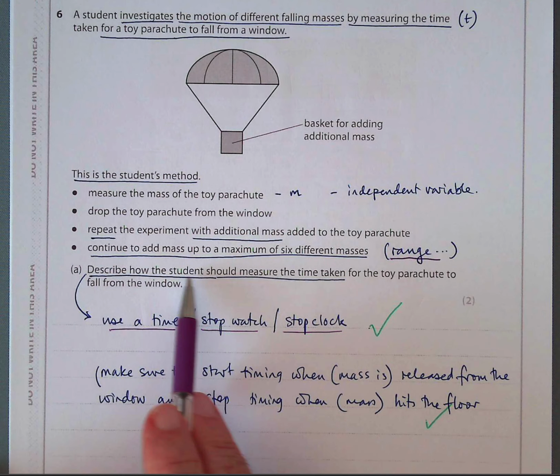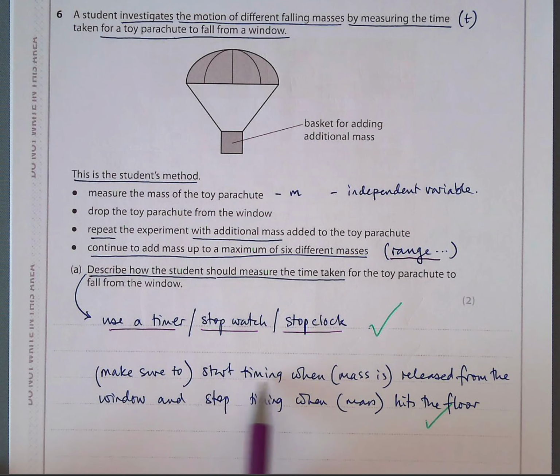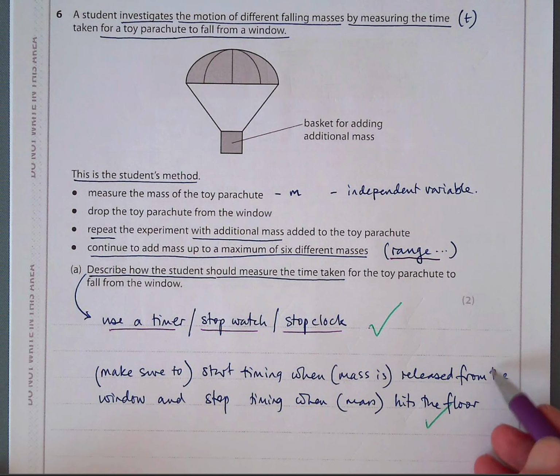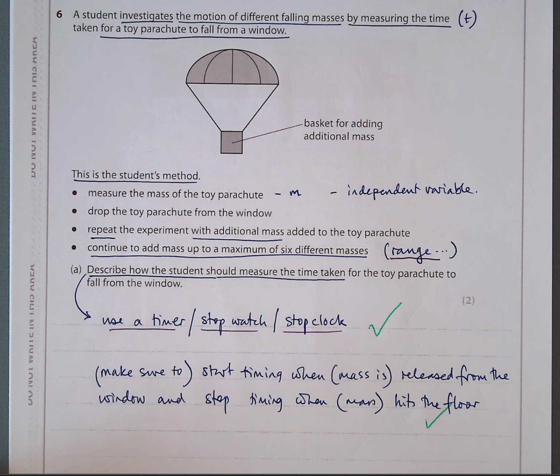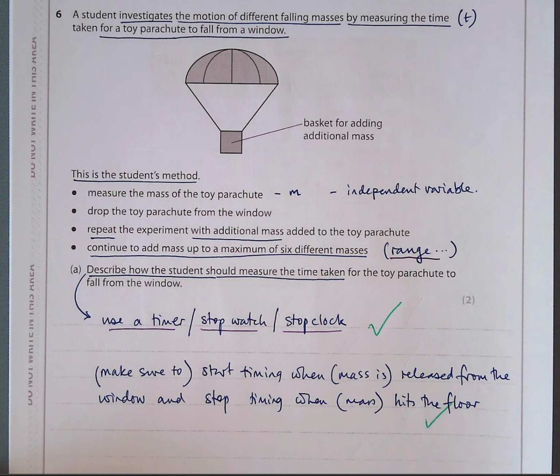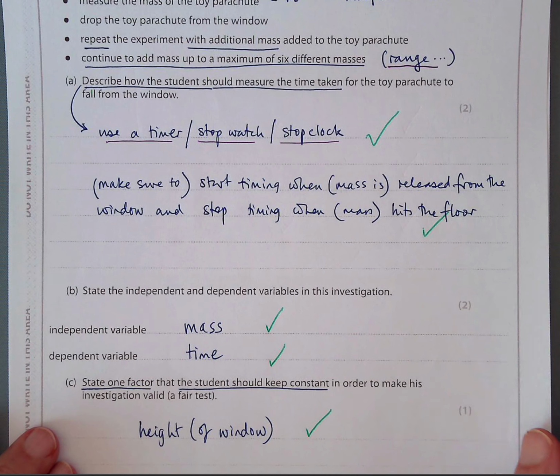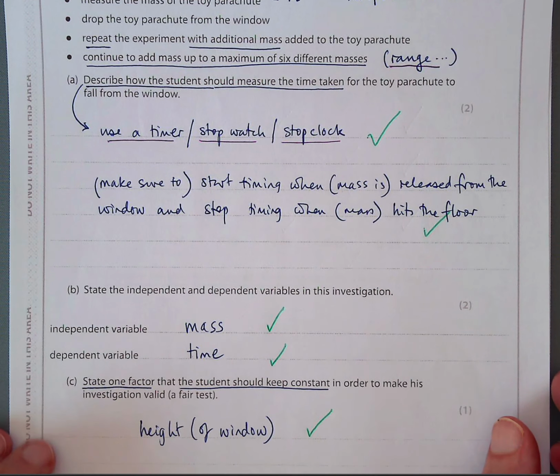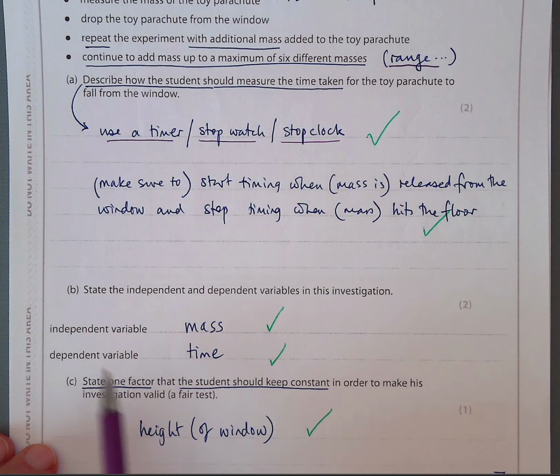Obviously you want it to be measuring accurately, so make sure to start timing when the mass is released from the window and stop timing the moment the mass hits the floor. So make sure you've mentioned when you start it and when you stop it, and you get the additional mark for further detail. Detail always gets you marks in exams. A lack of detail or too general an answer will not get you all the marks.